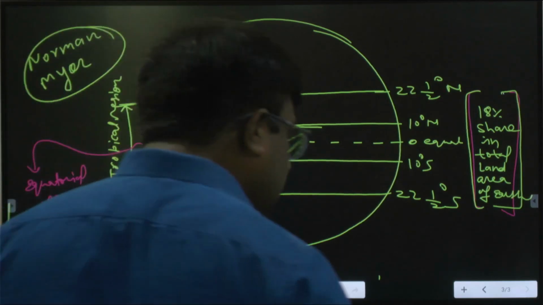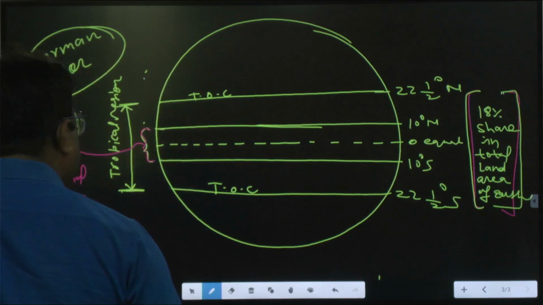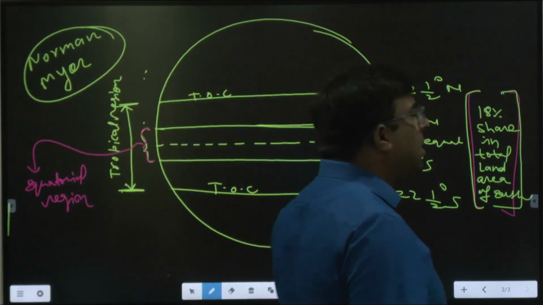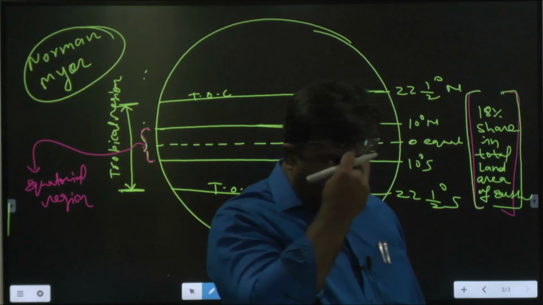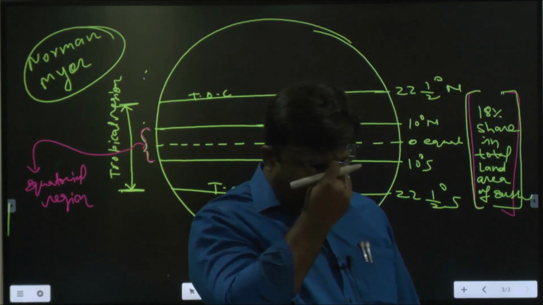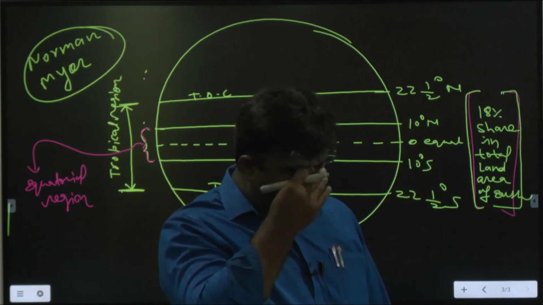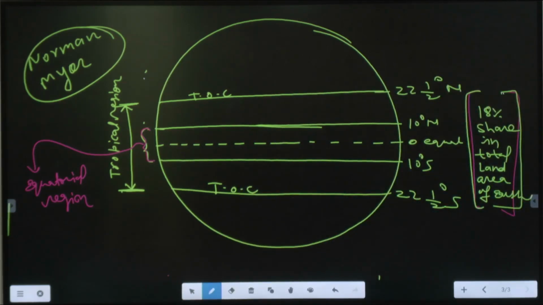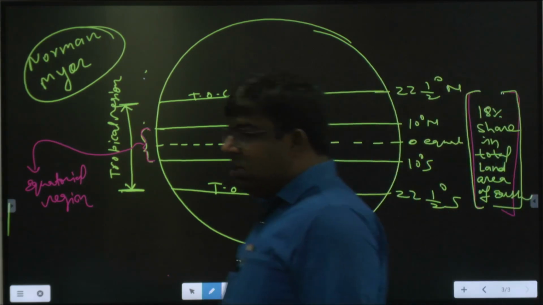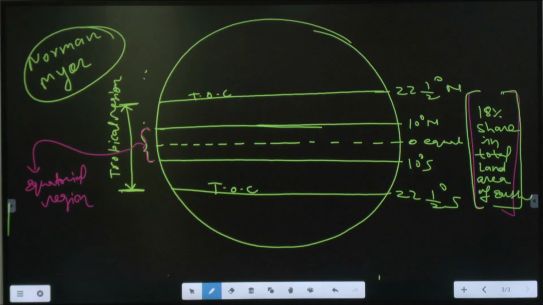And second criteria, that location, ऐसे लिखो, 70% share of primary vegetation. 70% share of primary vegetation of that location should have been lost.